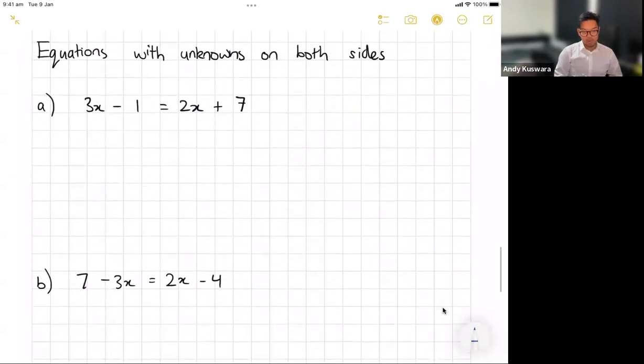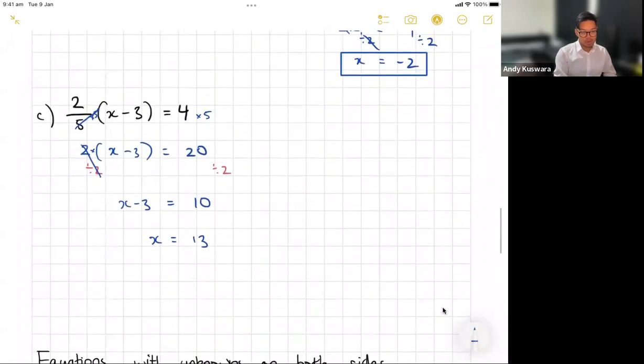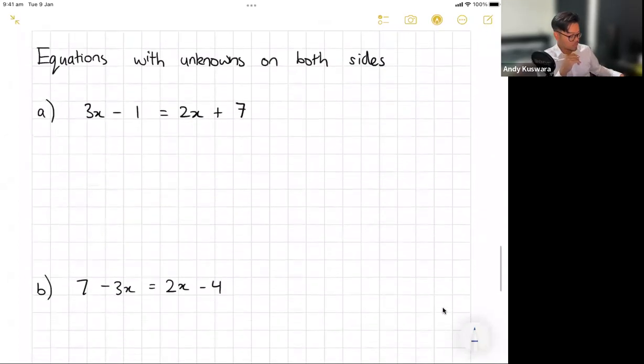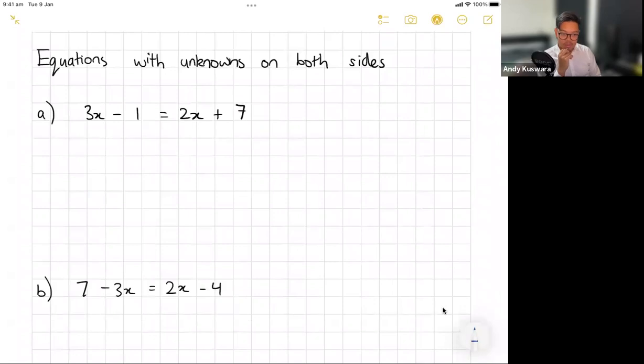Now, you're also going to see some equations with unknowns on both sides. Now for this one here, it's always difficult if you've got x's on both sides, or an unknown on both sides, because in all these questions, it was only on one side. So we're just going to use a little bit of logic here. What do you think we might do? Let's just move the x's together.